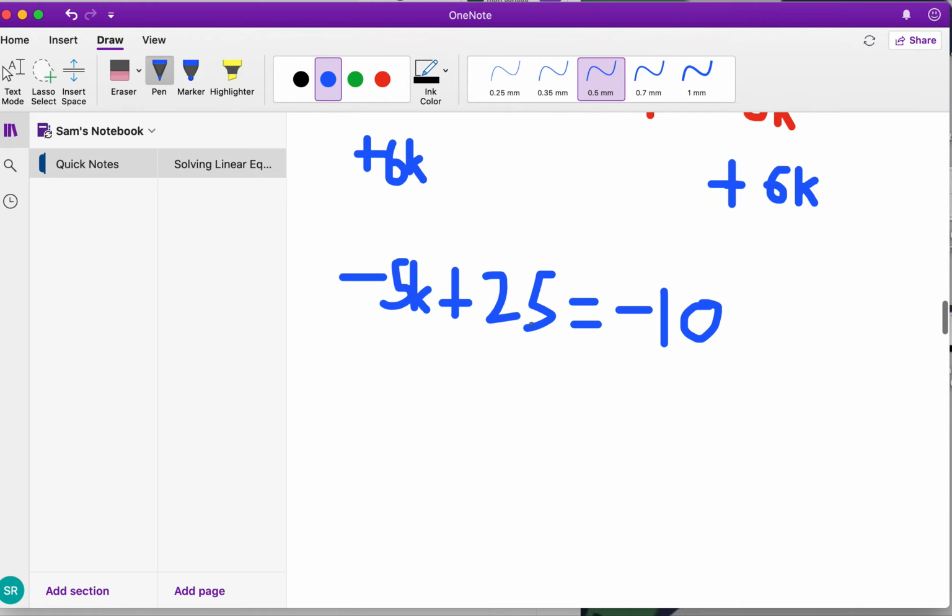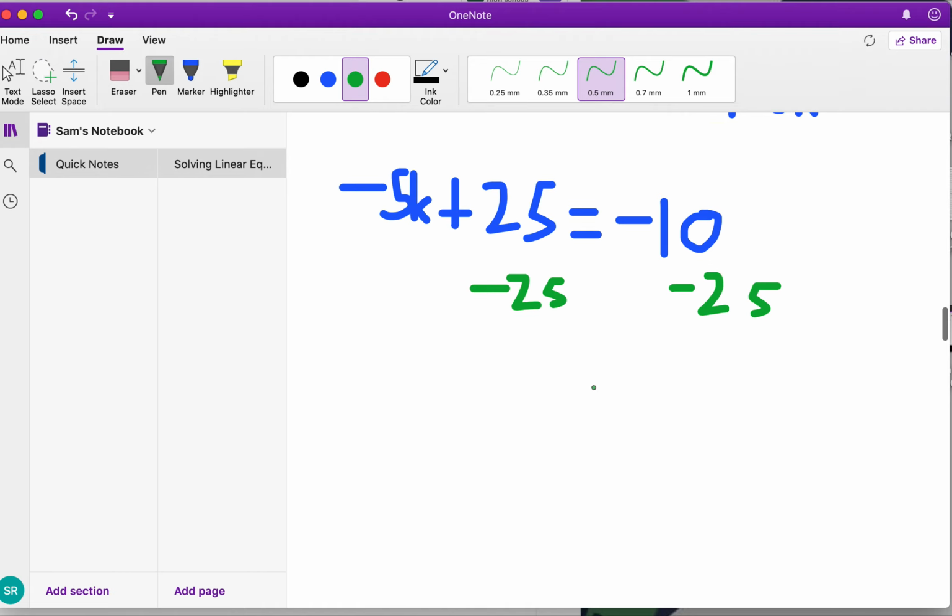Now let's isolate the integers on one side, right? So we have this plus 25 on this side. How about we bring it over on this side? What we can do now is subtract 25 from both sides, right? Because it'll get rid of it on this side. Subtract 25 on this side as well. So we end up getting negative 5k, what we have left over on the left side, is equal to negative 10 minus 25, which would be negative 35.